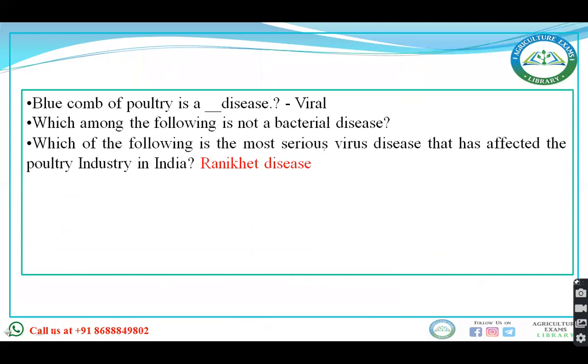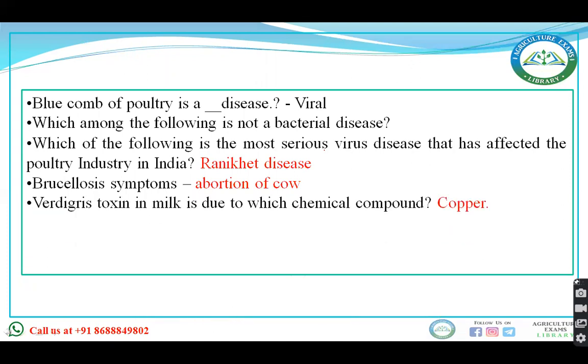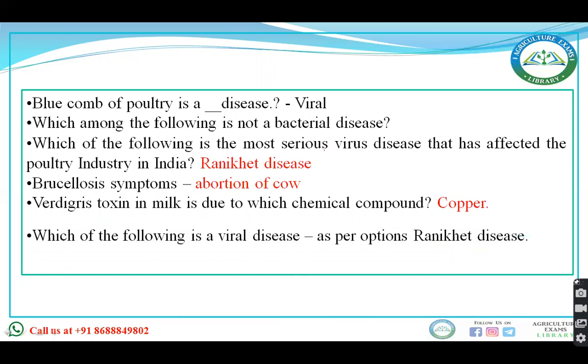Blue comb of poultry, that is a viral disease. Okay, which of the following is the most serious viral disease that has affected the poultry industry in India? That is Ranikhet disease. What are the brucellosis symptoms? That is abortion in cows. In brucellosis, the vaccine is given only to female cattle, once in a lifetime. Again, verdigris in milk is due to which chemical compound? That is due to copper.